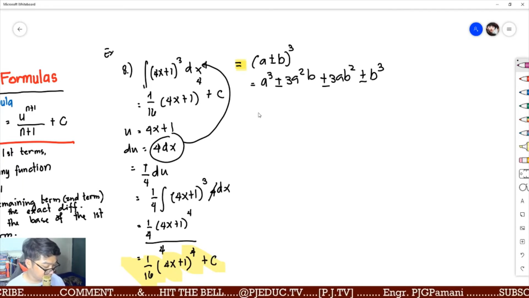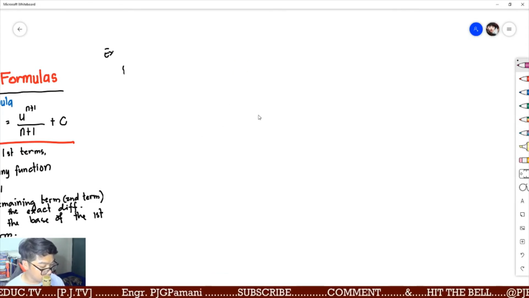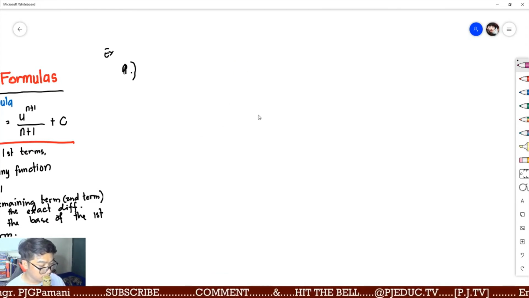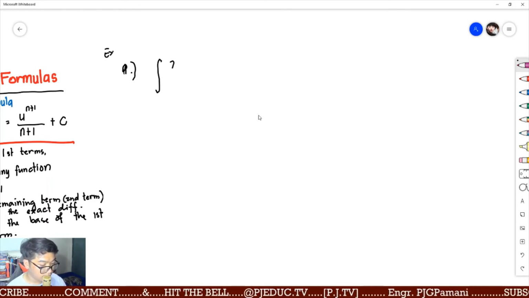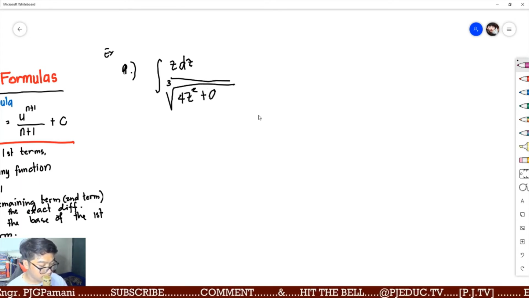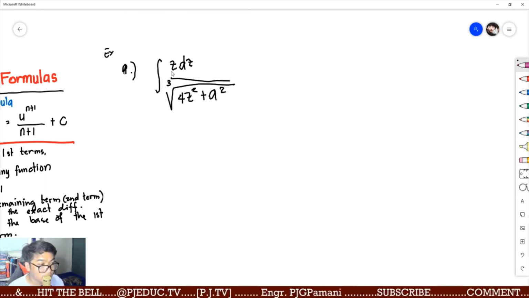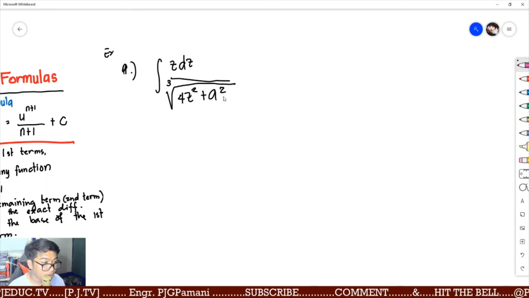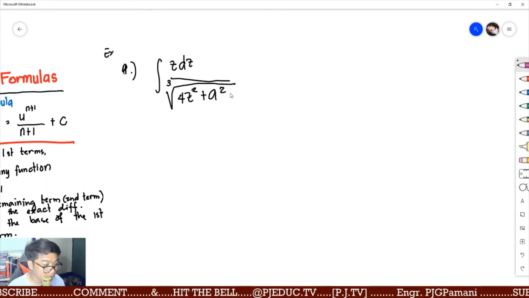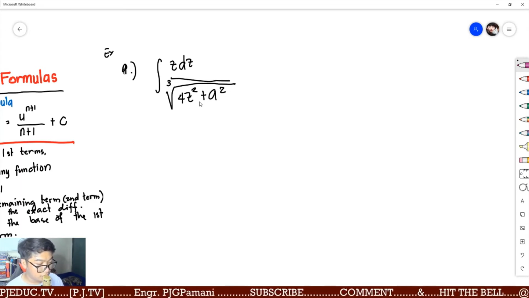Okay. Now, next example. Example number 9. What if you're asked now to evaluate the indefinite integral of z dz over the cube root of 4z squared plus a squared. Remember, the differentiated variable or function is your variable z. Therefore, the other form here or the other function in this particular integrand will serve as our functions. So a squared is a function and 4 is also a constant.